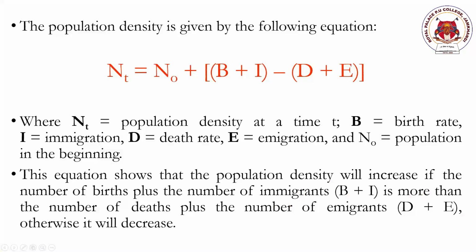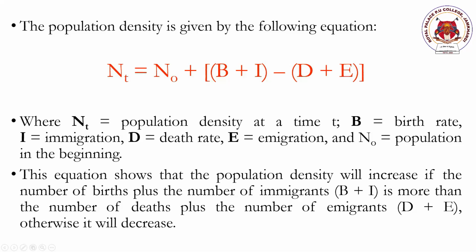Now we can give an equation for population density. Let us write the equation: Nt = N0 + B + I - (D + E). Sir, what is the meaning of Nt? Nt is the total number of organisms at time t. What is N0? N0 is the total number of organisms present at t = 0. It means N0 is the initial time, and at that initial time, how many organisms or individuals are present. Nt is how many organisms are present after a certain period of time.